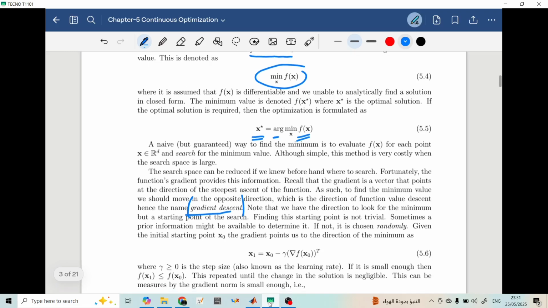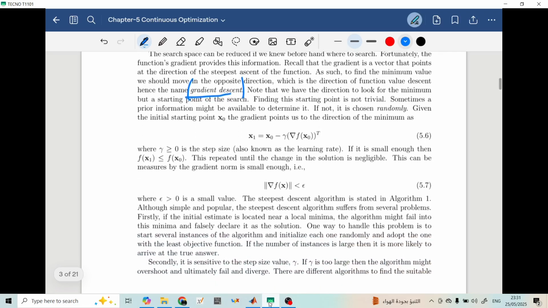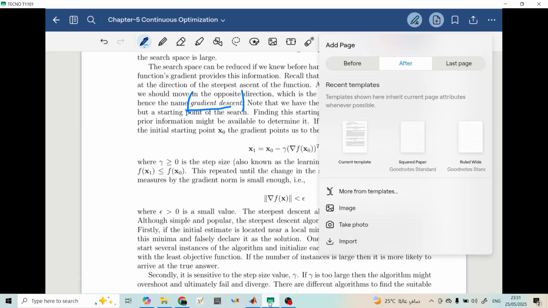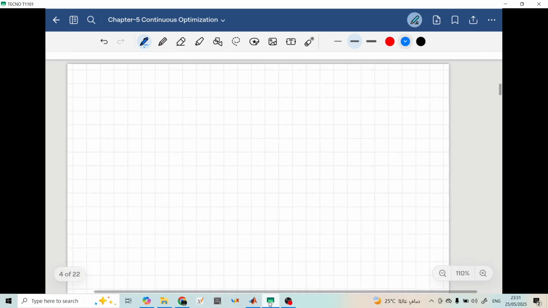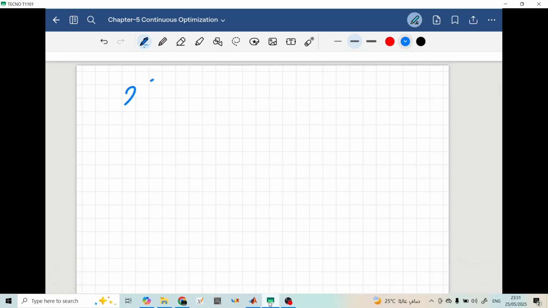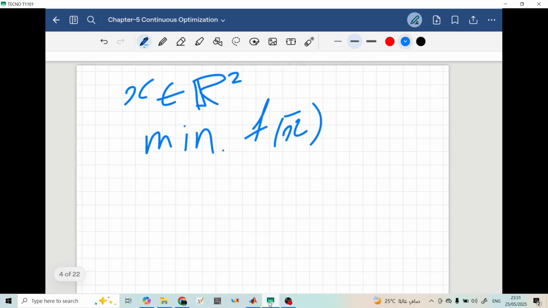So in a nutshell, let's write a simple example like this. Let's say that x belongs to R squared, right? So now we want to find the minimum of f of x, right? Sometimes they write underneath the minimum the domain that you want to search. x lives in, or belongs to, R squared, right?